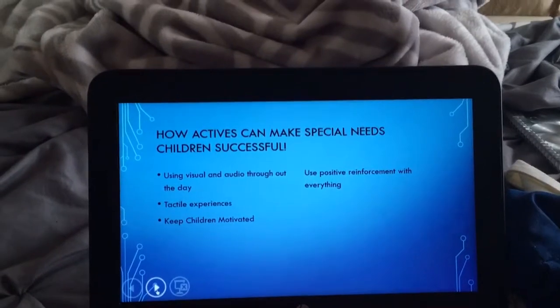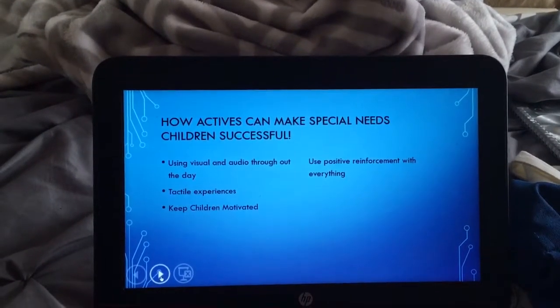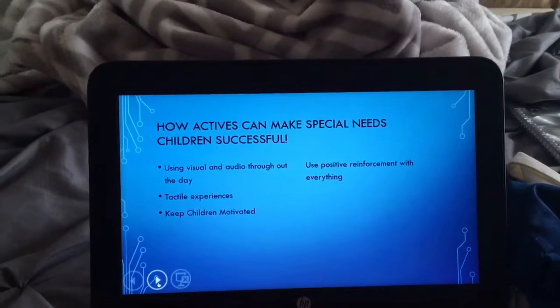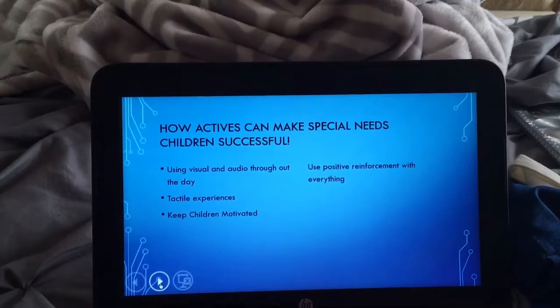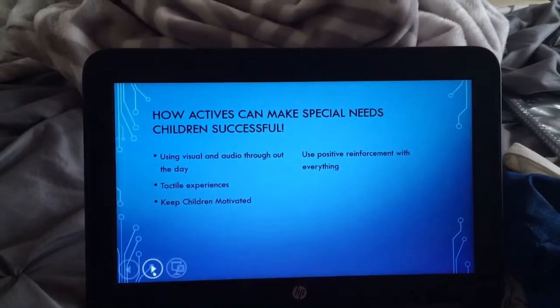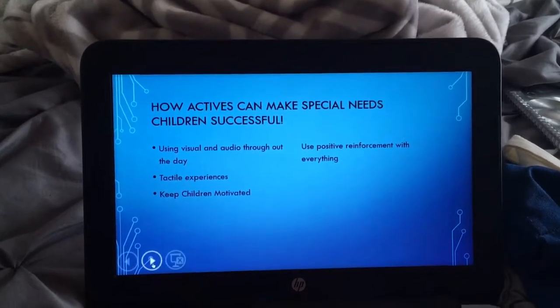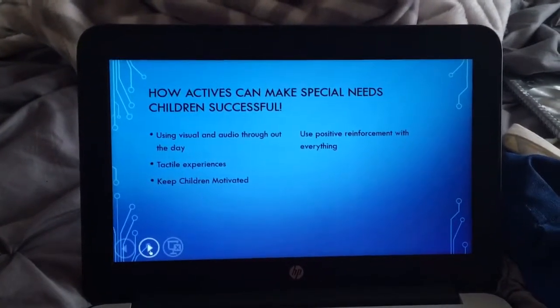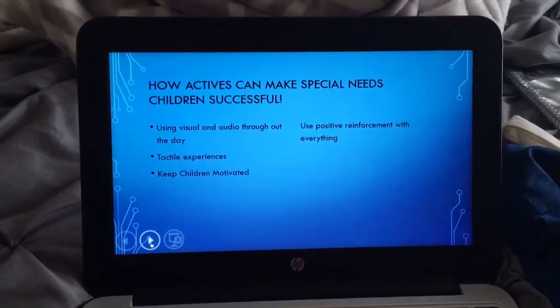Motivation. Be excited while teaching and get them excited about learning. Using positive reinforcement. Using positive reinforcement can help a child who's having a bad day make it a great day, even if what they said is incorrect. Always spin it with a positive instead of a negative.